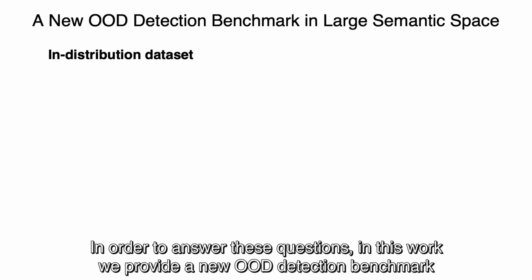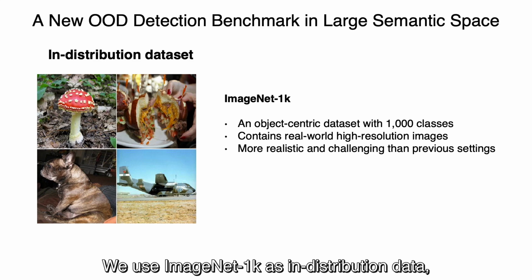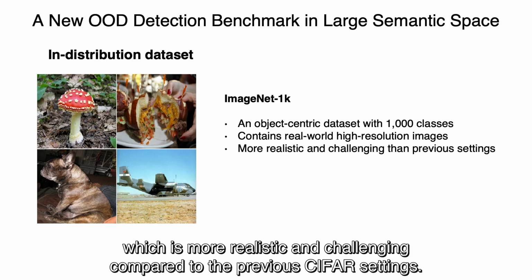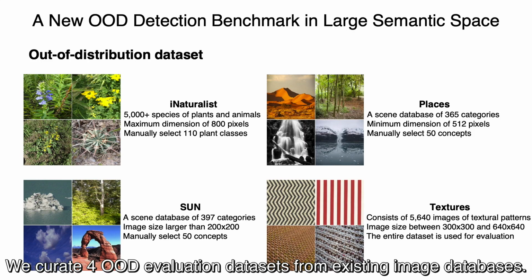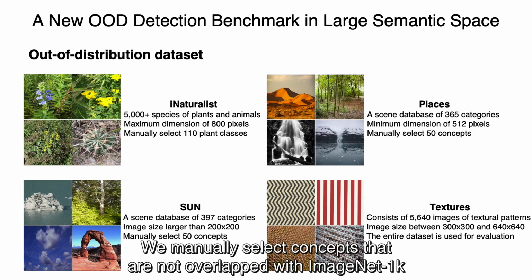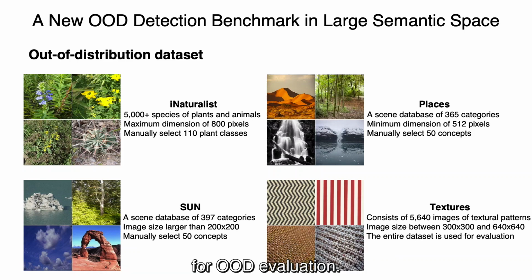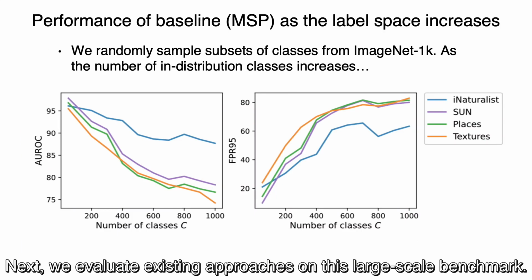In order to answer these questions, in this work we provide a new OOD detection benchmark in large semantic space. We use ImageNet-1K as in-distribution data, which is more realistic and challenging compared to the previous CIFAR settings. We curate 4 out-of-distribution datasets from existing image databases. All images are high-resolution real-world images. We manually select concepts that do not overlap with ImageNet-1K for OOD evaluation, and we have made our benchmark publicly available.